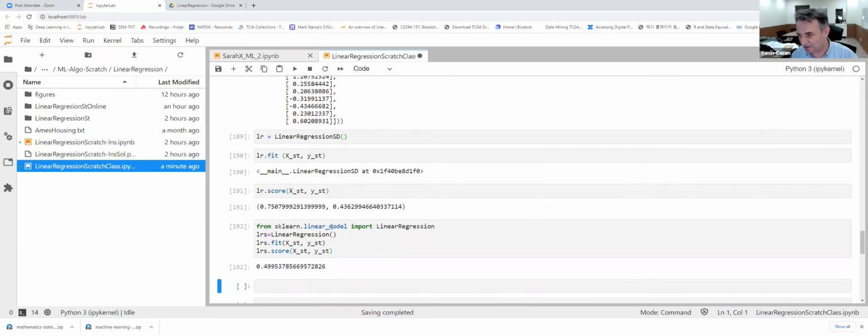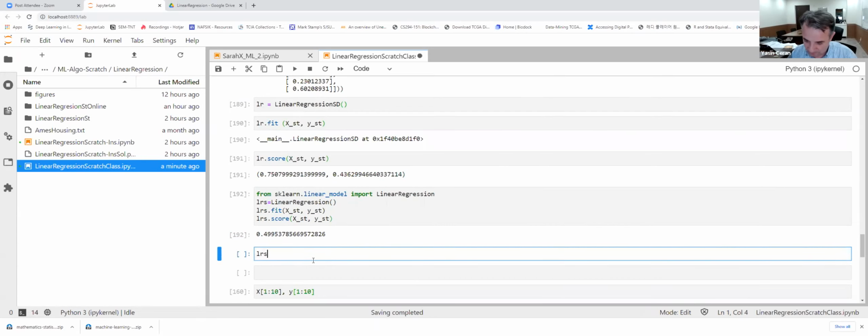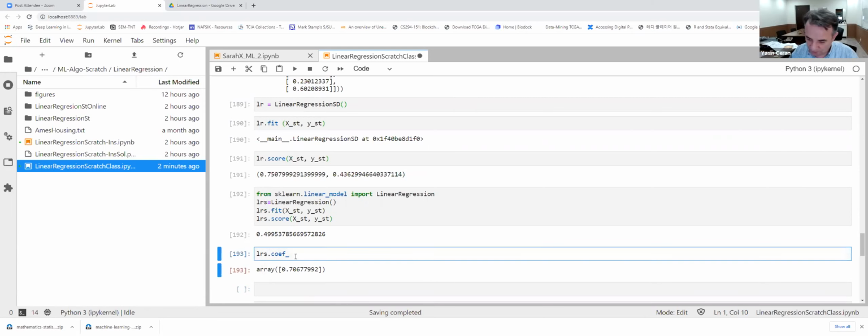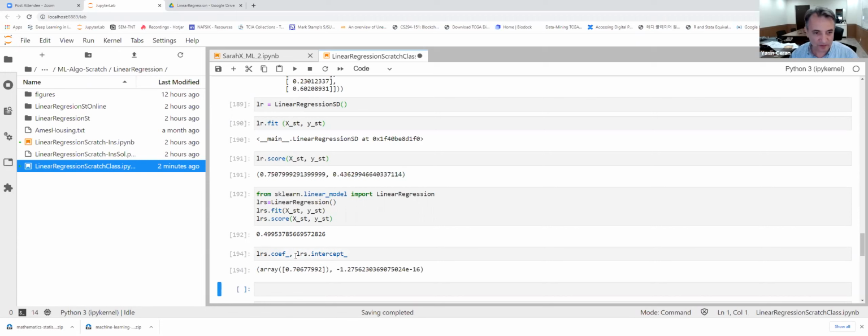It's almost close. The score is a little bit different because the way we generated the score was maybe slightly different from what scikit-learn did. Let's test it this way. Let's check the coefficients. So this is the coefficient, and for the bias term, this is the intercept. This is the coefficient for scikit-learn, and this is the bias term.